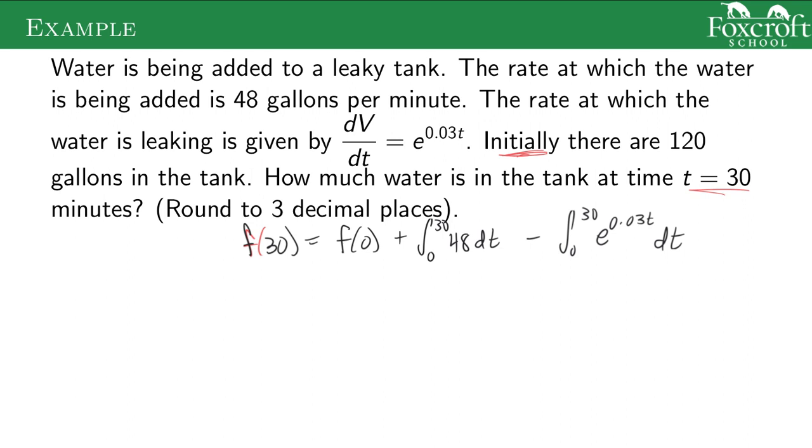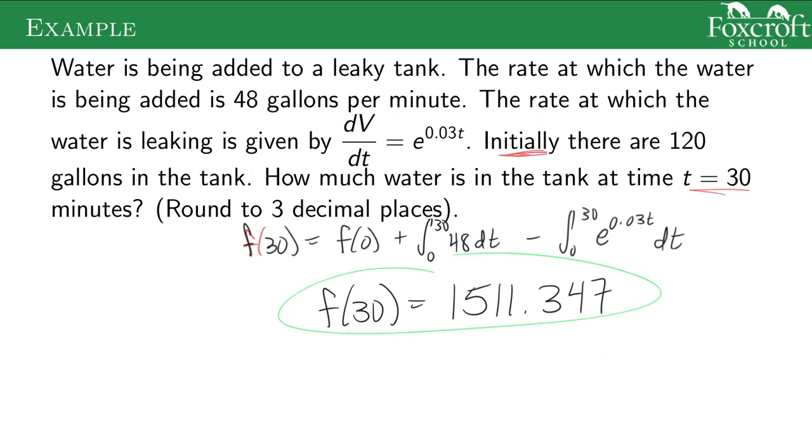And I'm going to subtract the integral from 0 to 30 of e to the 0.03t dt. And when you put all that in the calculator, you get that the value at 30 is 1511.347. All right, so that's our final answer. But again, just using the accumulation of change formula, recognizing that you're starting somewhere and you're ending somewhere, you add the integrals of the derivatives, and since all these are rates, they're derivatives.